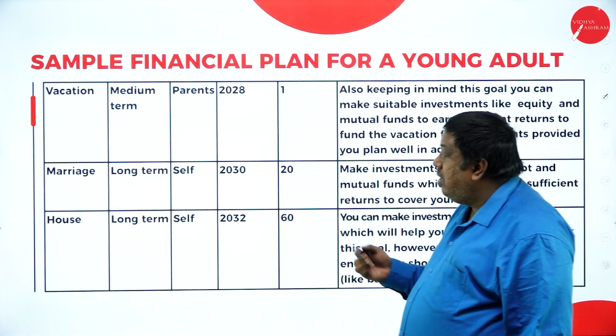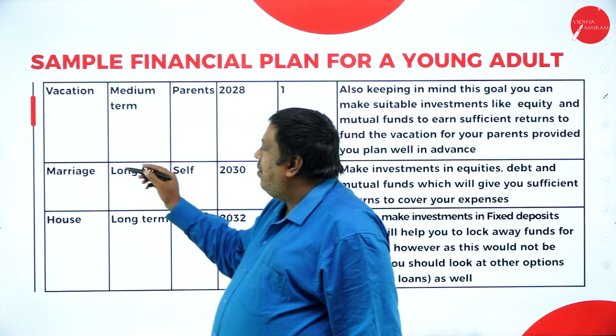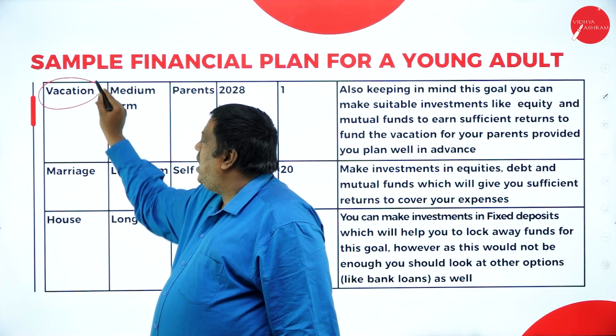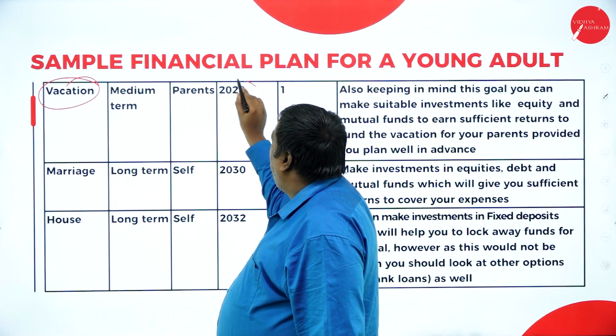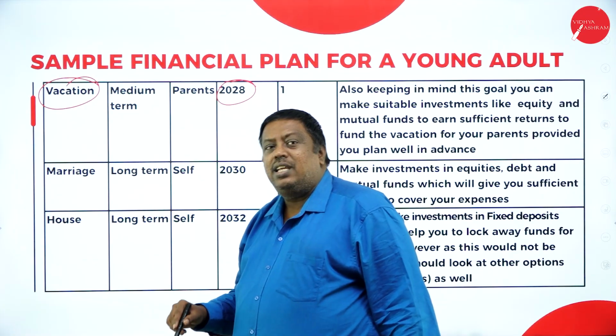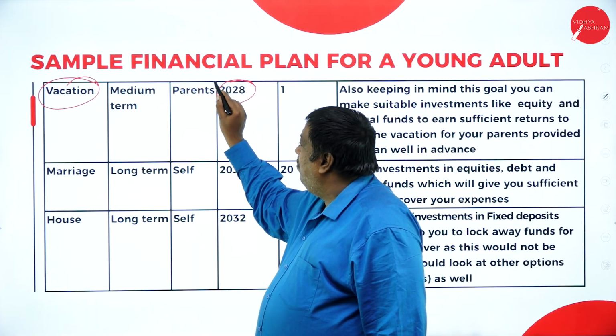And the third thing we have here, I want to go for a vacation, and again I'm planning here for 2028. With whom am I going? With my parents.